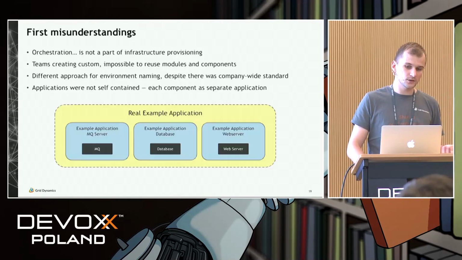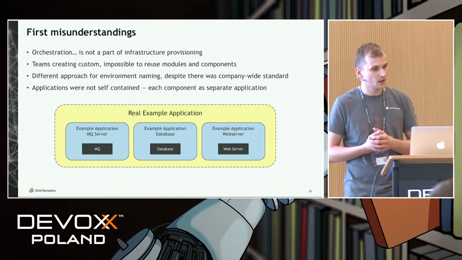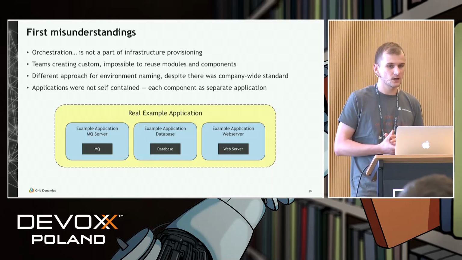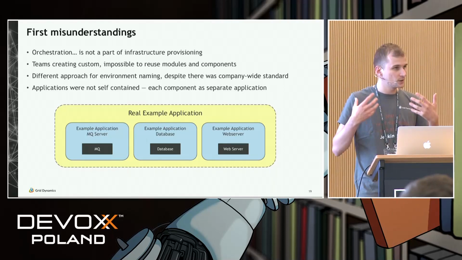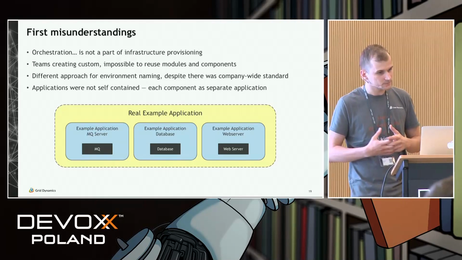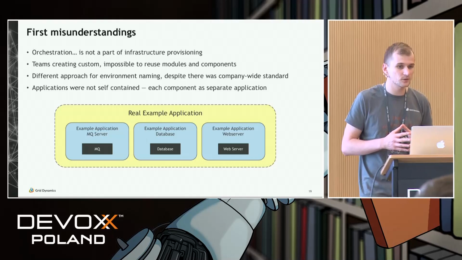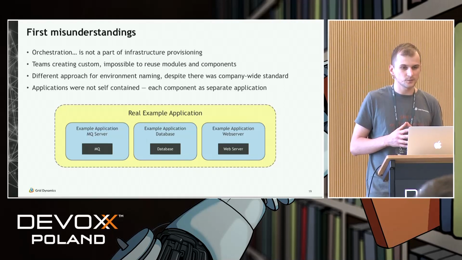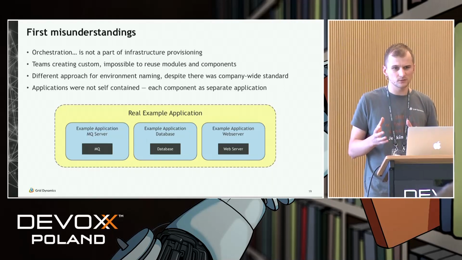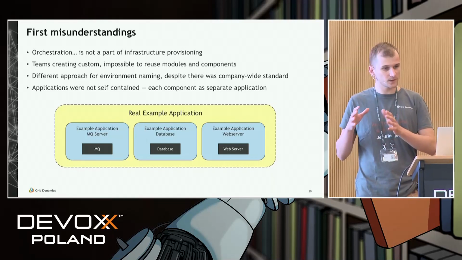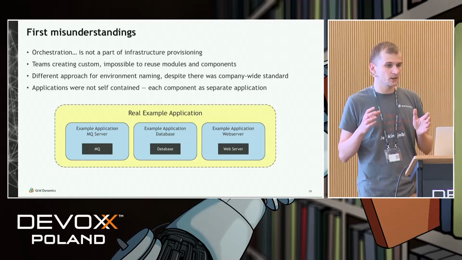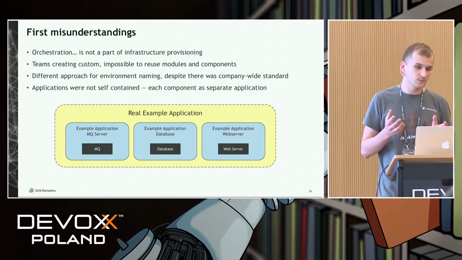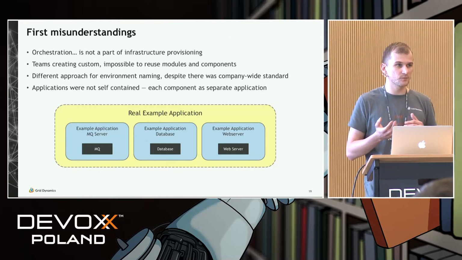And because of all this, there were first misunderstandings. As I mentioned about the orchestration, this is not part of infrastructure provisioning. However, teams do not understand this. They demand this. They even desire this. So teams started to create custom modules, impossible to reuse, at least by other teams. They could reuse them, but other teams not really, because it was very, very specific to this particular team. And let me remind you that we have 100 applications. Let's assume that 3-4 applications are maintained by one team, so we have more than 20 teams.